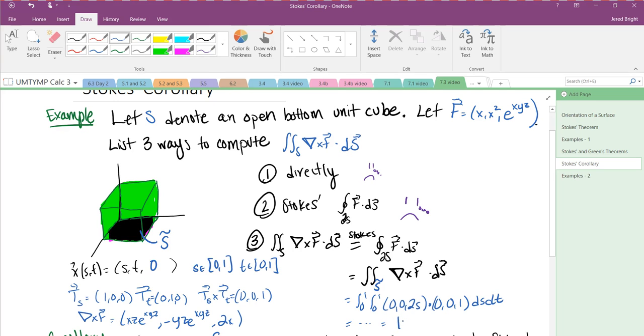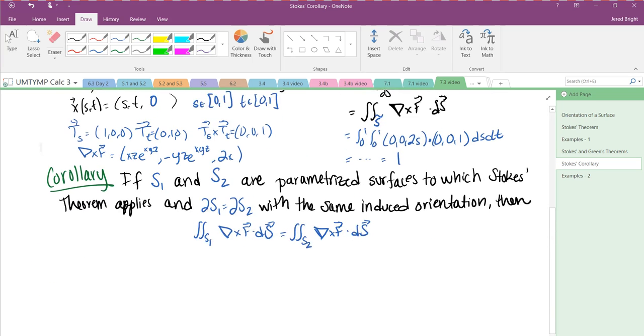So sometimes you can make your life easier by saying, the surface that I need to compute is really complicated. Look at the boundary. Is there anything else with that same boundary? And that's where this corollary comes into play.